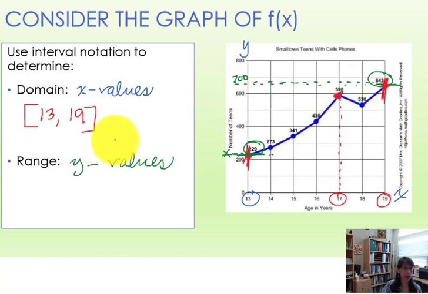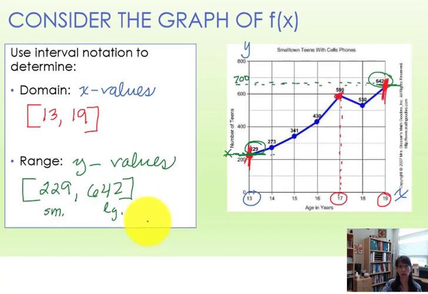So again, range will include those endpoints, so we use brackets. The lowest value is written first, 229, and then the largest value of 642 with a bracket will be the highest value for our range. So just be sure that you're always writing these in order from the smallest to the largest values.